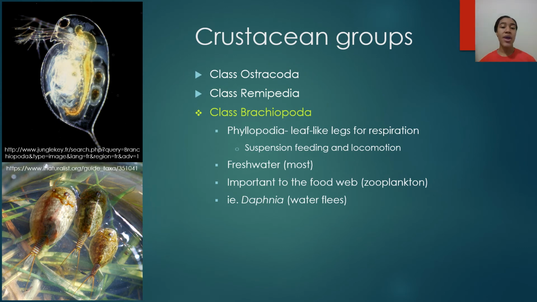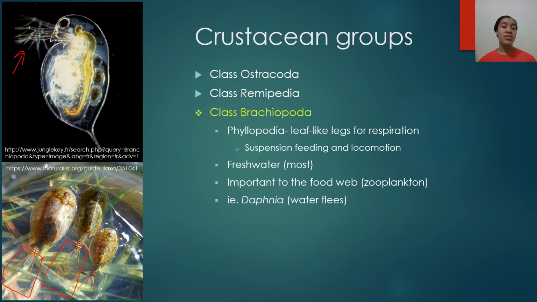Members of the class Branchiopoda get their name from the leaf-like legs that they use for respiration. And these leaf-like legs are actually called phyllopodia. So you can actually see them here, these leaf-like appendages in this area are the phyllopodia, and then they're also present on these branchiopods as these extensions towards the posterior end. And they use those for respiration. They can also use their phyllopodia for suspension feeding and for locomotion.